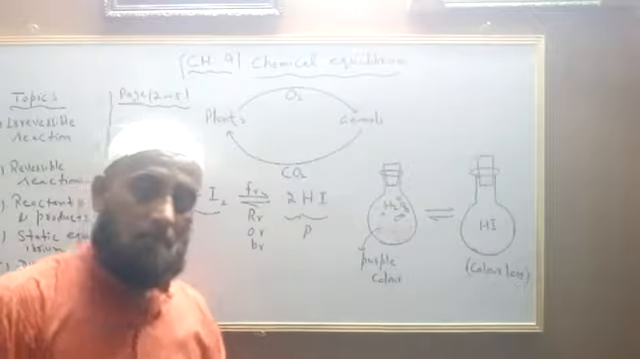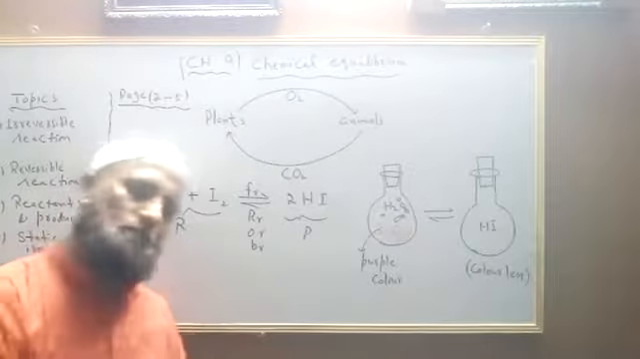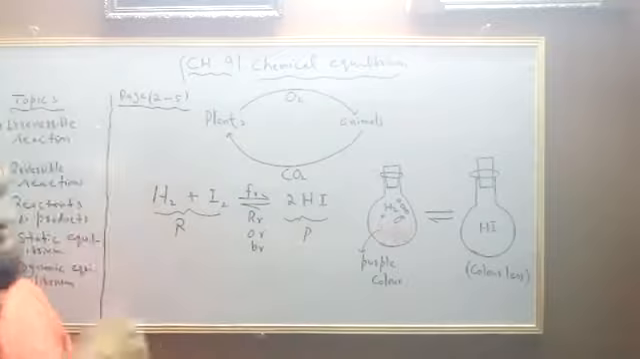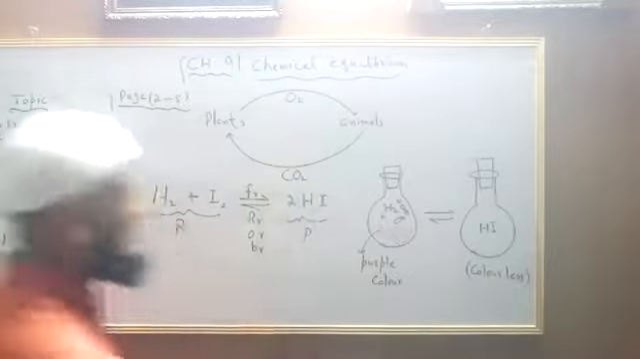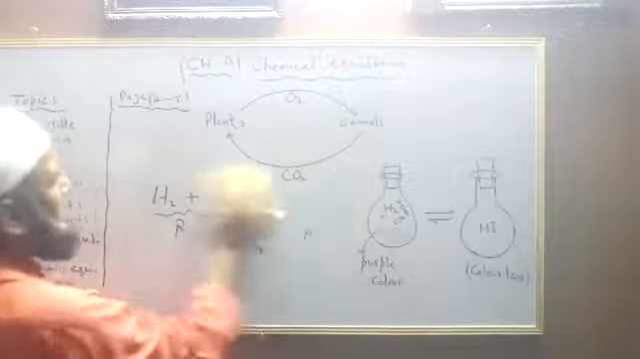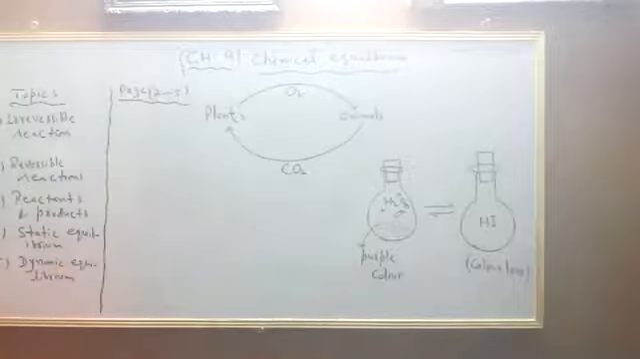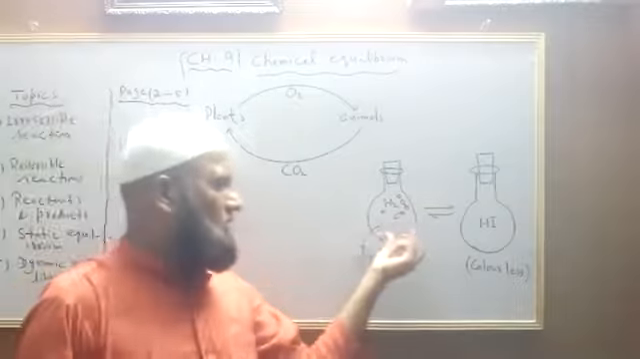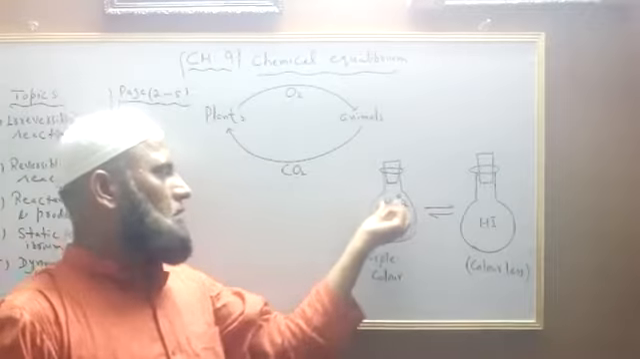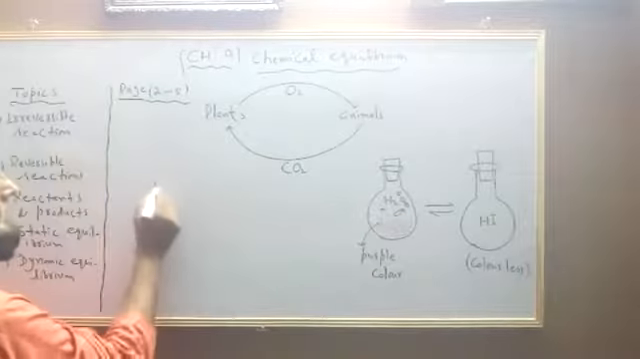Got it? So reversible reactions are those reactions in which products react to form reactants, and reactants react to form products. A typical example in your book is the formation of hydrogen iodide. What happens here? If we take two flasks, in one flask we take a mixture of hydrogen and iodine.